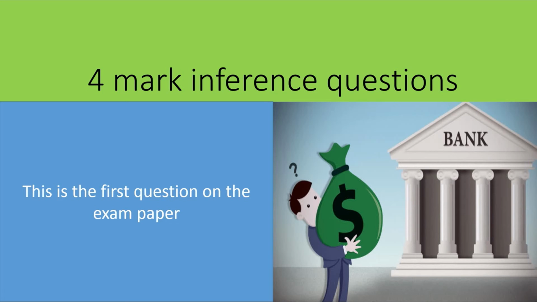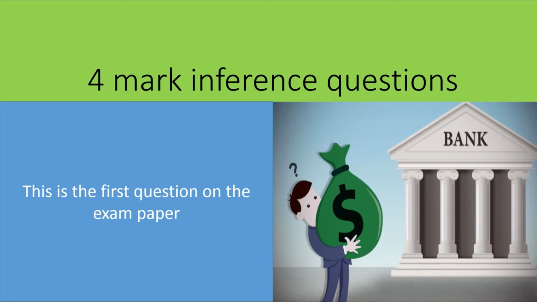Okay guys, today we are going to have a look at the 4-mark inference questions. You'll notice that I've put down there, they are the first question on your exam paper. It's the first one you'll do. And on the right, I've put a picture of a bank. There's a reason for that. This question, you should be getting 4 out of 4 on. These are marks you should have in the bank, inverted commas, very early on.